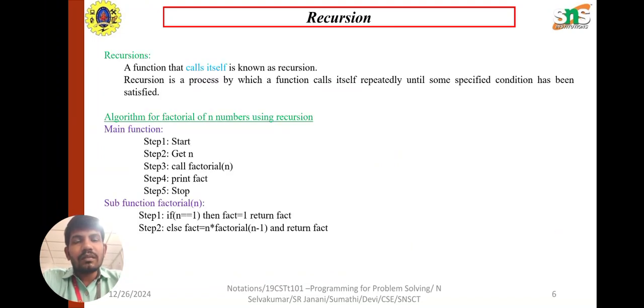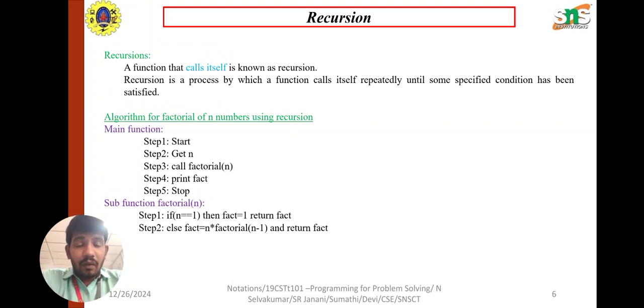Now recursion. A function that calls itself is known as recursion. Recursion is a process by which a function calls itself repeatedly until some specified condition has been satisfied. Here is the algorithm for the factorial of n using recursion. In the main function: start, get n, call factorial of n, then print fact, and stop.